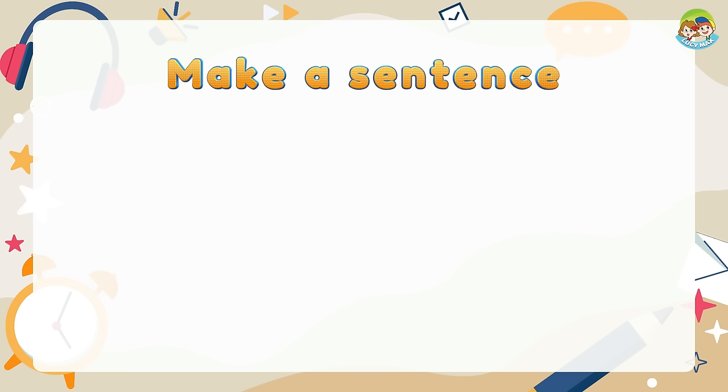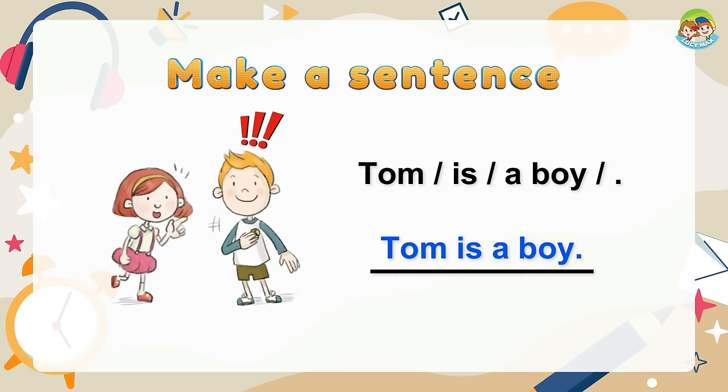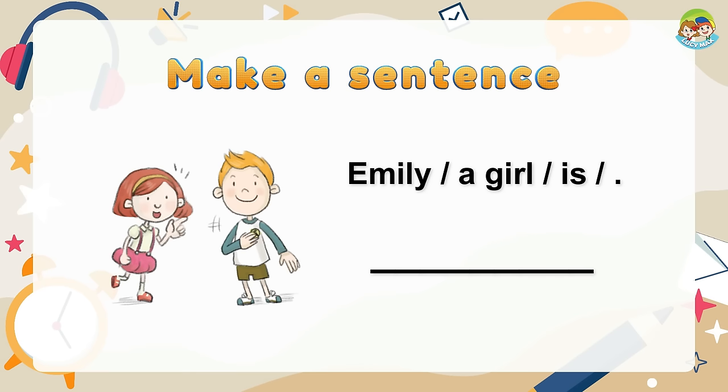We will make a sentence using the words below. The first letter should be a capital letter. The first one is, Tom is a boy. It ends with a period. The sentence is, Tom is a boy. The next one, Emily, a girl, is. It ends with a period. The sentence is, Emily is a girl.